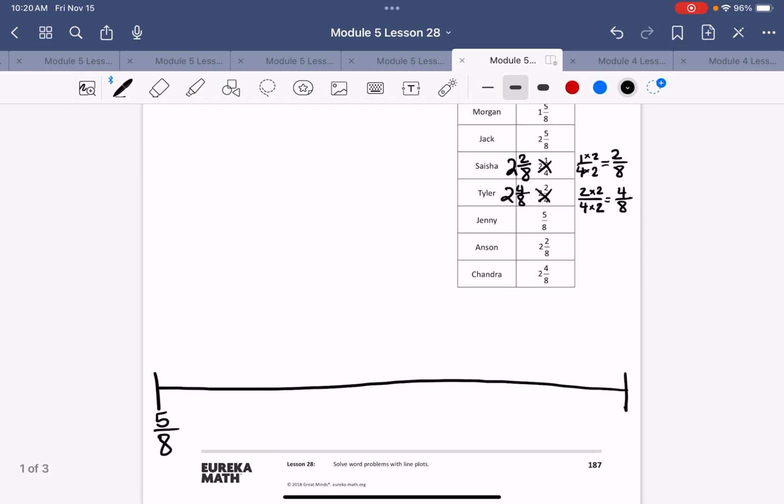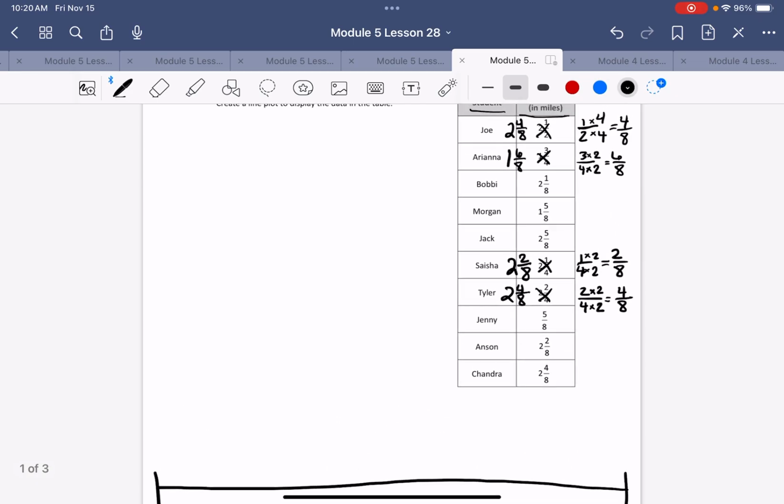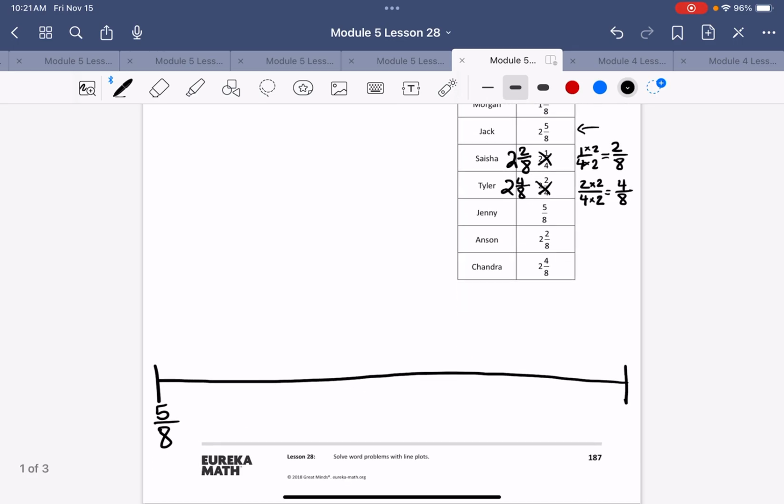So now let's look and see what is our largest fraction. So we know 2 wholes is larger, so let's see which one would be the largest. 2 4/8, 2 1/8, 2 5/8, 2 2/8, 2 4/8, 2 2/8, 2 4/8. Well, 2 5/8 is going to be the largest fraction we have. So at the end, we're going to put 2 5/8.